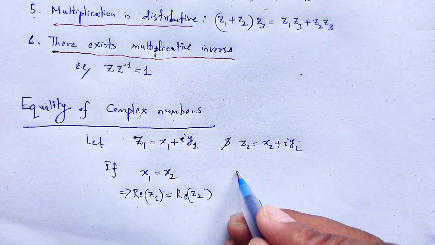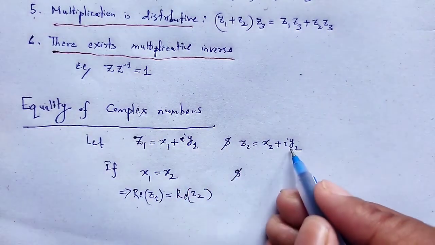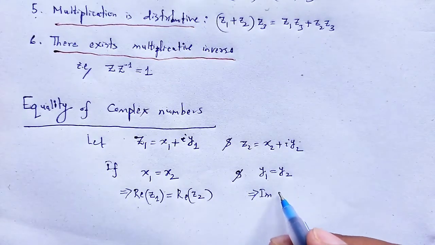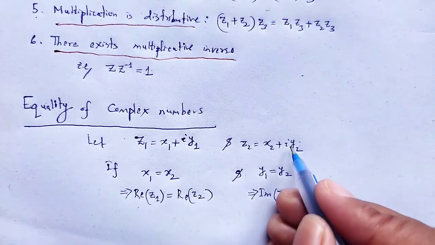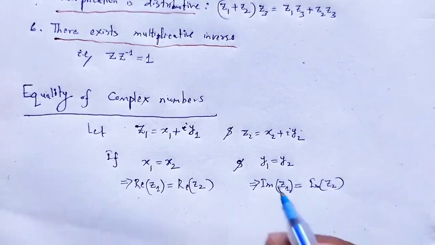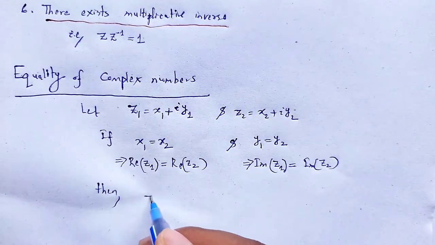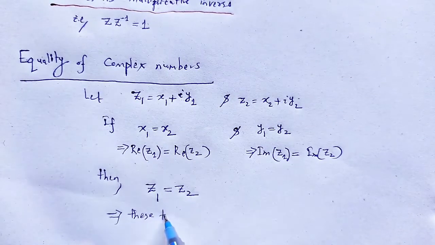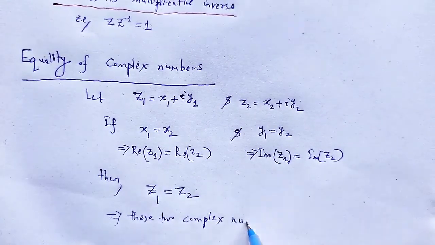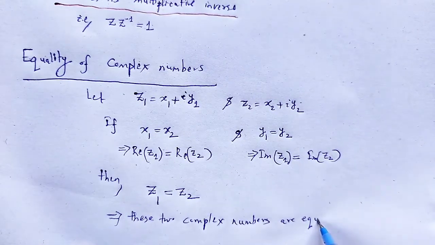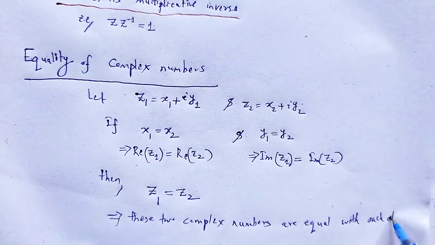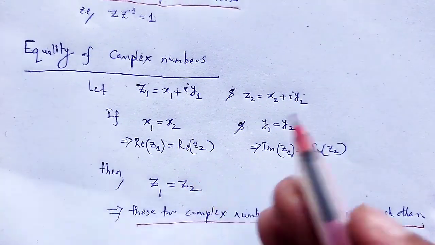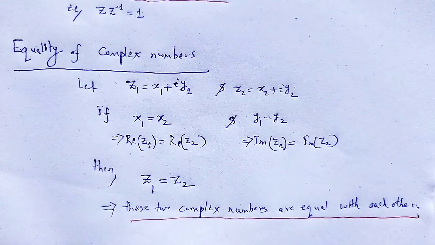and y1 is also equal to y2, where y1 is the imaginary part of the complex number z1 and y2 is the imaginary part of the complex number z2, then z1 is equal to z2. Therefore, these two complex numbers are equal with each other. When the real part and the imaginary part are both equal, then the complex numbers are said to be equal.